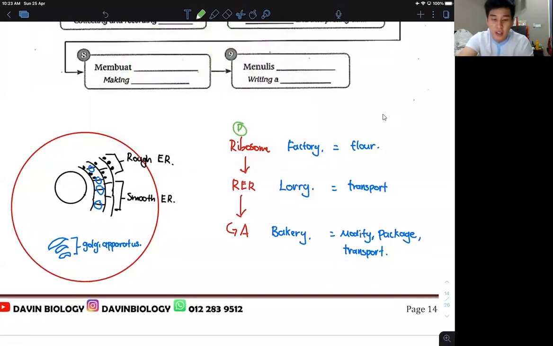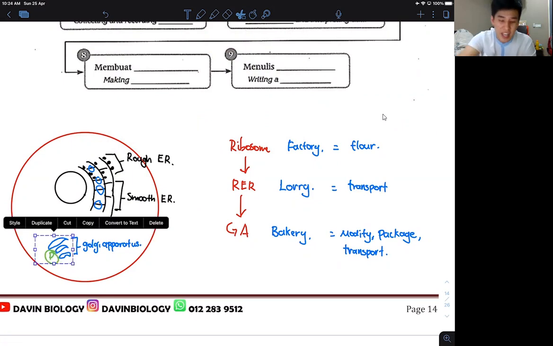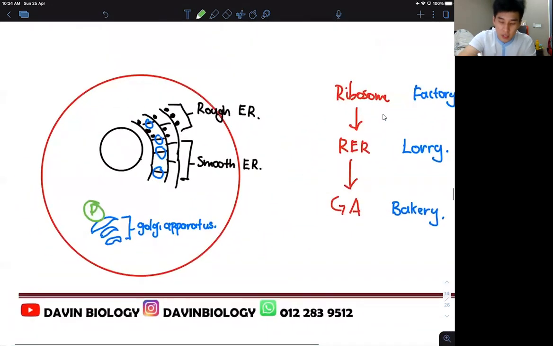All right. Then, so the protein comes from the ribosome over here, right? So the rough ER will then transport it to the Golgi apparatus, where the Golgi apparatus is going to modify the protein to, let's say, become an enzyme. So from here, I produce enzyme already. Ding, ding.